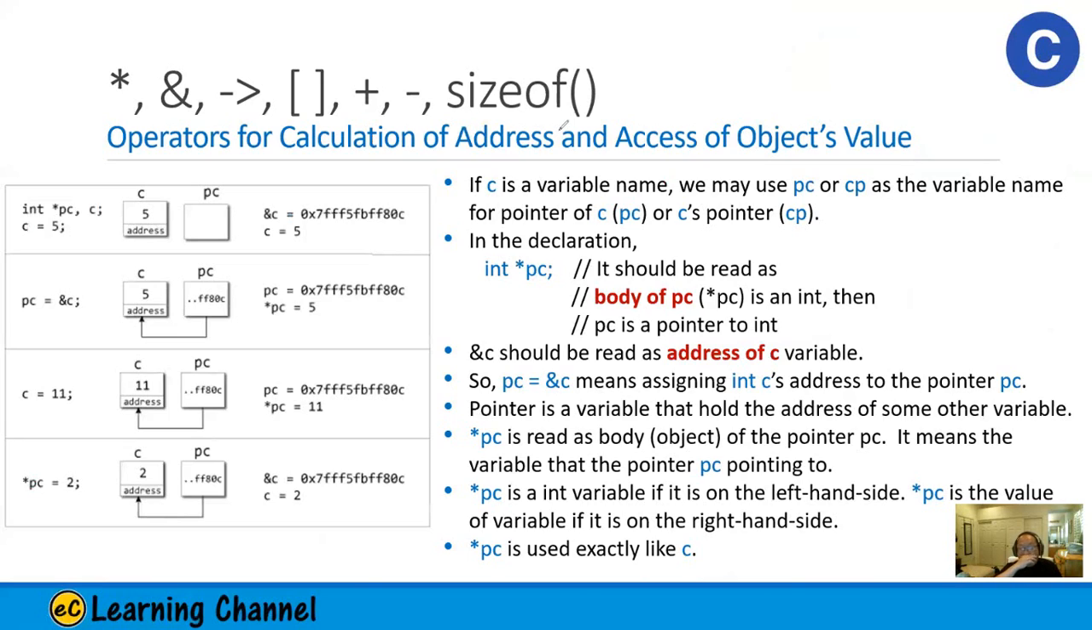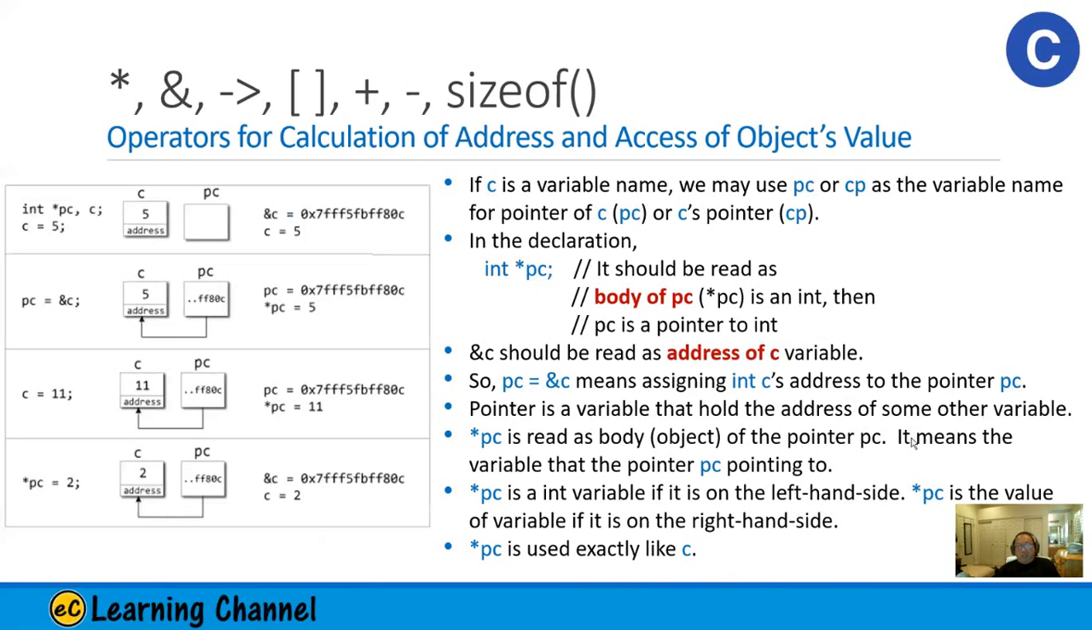Sizeof will be used for checking the size of a pointer or a variable. So if C is a variable, we may use PC or CP as a variable name for the pointer. Usually I use PTR or P, or PP for a second level pointer. So this one should be read as the object of the pointer is an integer. So PC is a pointer to an integer. This one is read as the address of C. So the address of C is assigned to a pointer as an assignment. And a pointer is a variable that holds the address of some other variable.